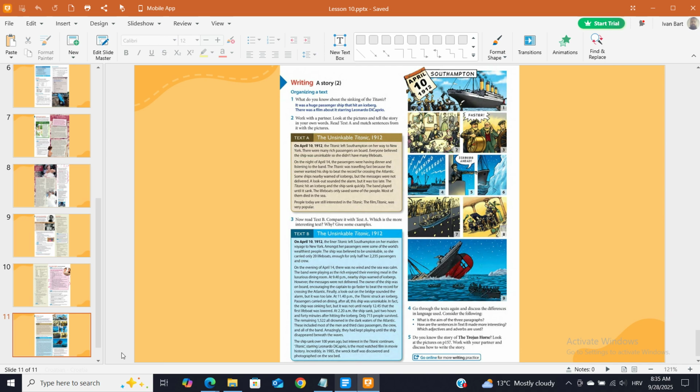5. Do you know the story of the Trojan horse? Look at the pictures on page 157. Work with your partner and discuss how to write the story. Go online for more writing practice.